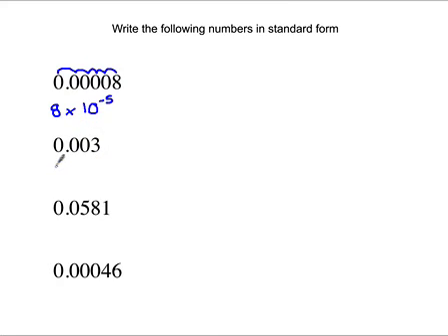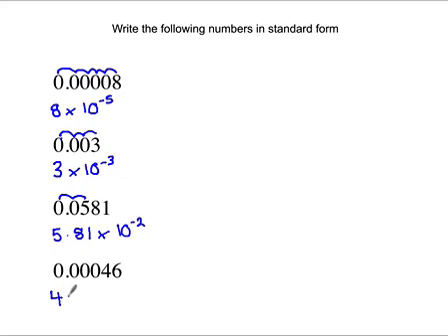With this next one, the number between 1 and 10 will be 3. 3 times 10 to the power of, I know it's going to be a minus because it's a number less than 1. And I can see it's moved 1, 2, 3 places. So it's 3 times 10 to the power of minus 3. The number here between 1 and 10 would have to be 5.81. So to see how many places it's moved, 1, 2, I can tell it's going to be 5.81 times 10 to the power of minus 2.